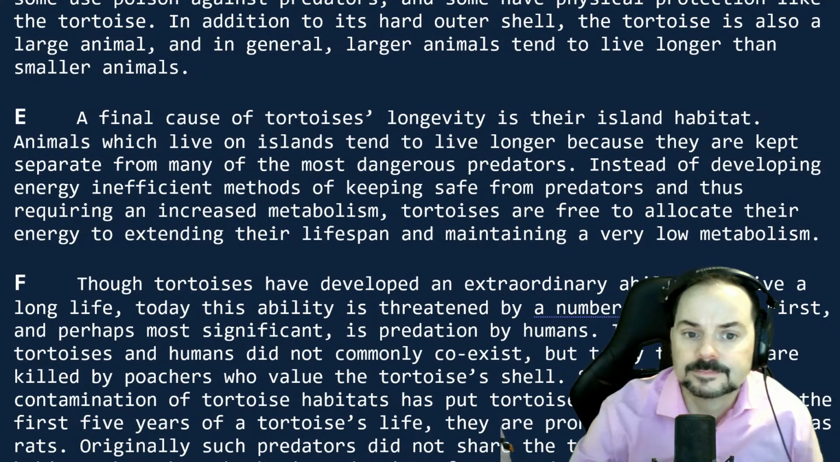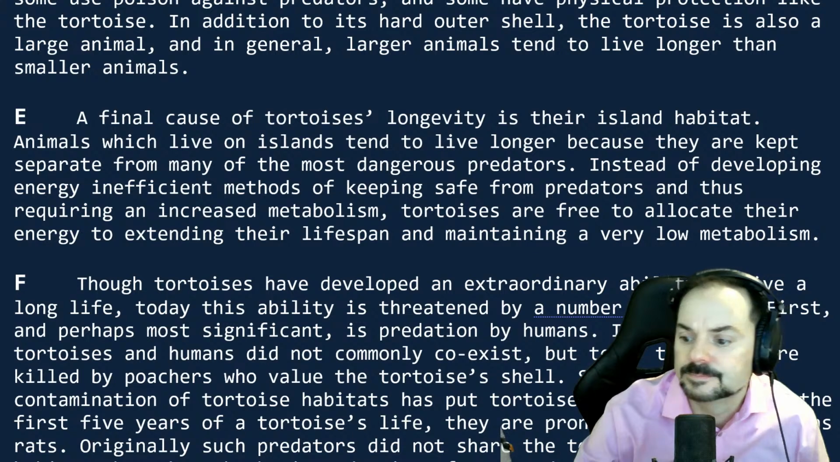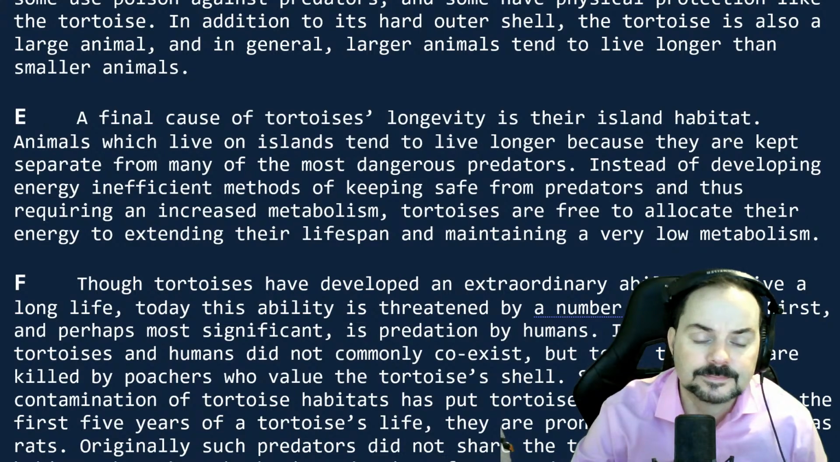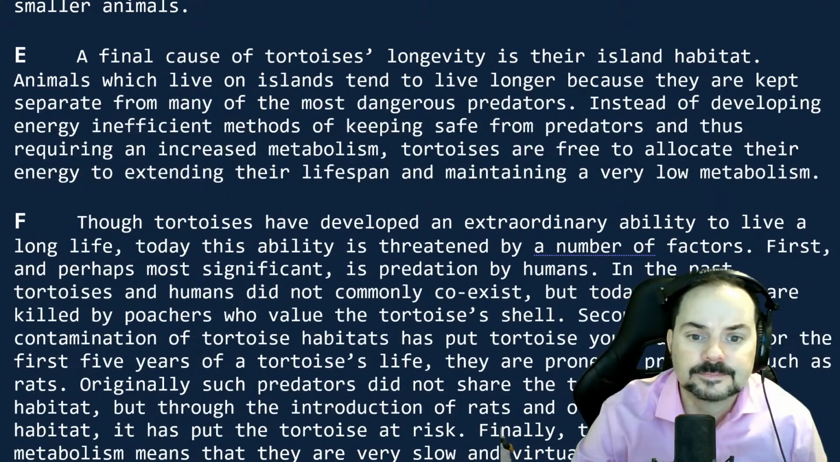A final cause of tortoises' longevity is their island habitat. Animals which live on islands tend to live longer because they are kept separate from many of the most dangerous predators. Instead of developing energy-inefficient methods of keeping safe from predators, and thus requiring an increased metabolism, tortoises are free to allocate their energy to extending their lifespan and maintaining a very low metabolism.